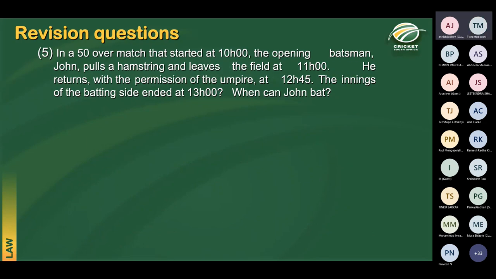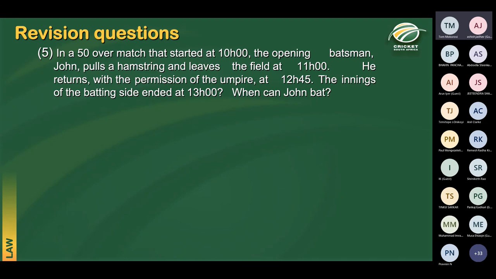So I think this one gets a little bit more complicated. In a 50-over match that starts at 10 a.m., the opening batter, John, pulls a hamstring and leaves the field at 1100 hours. He returns with the permission of the umpire at 12:45. The innings of the batting side ends at 1300 hours.